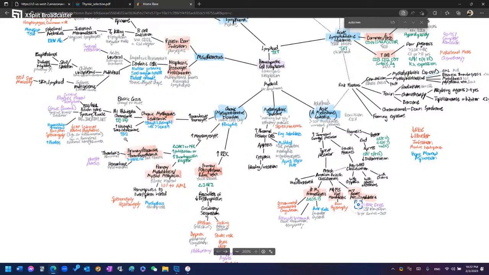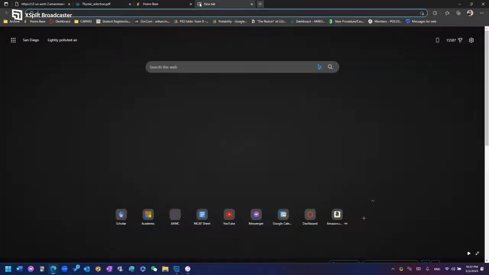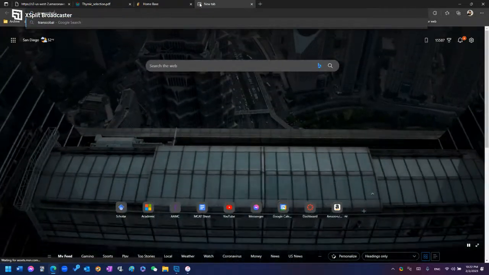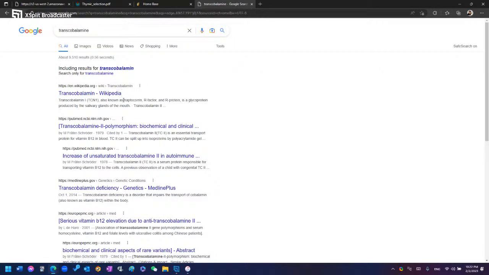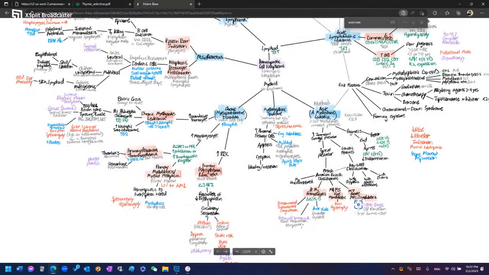So transcobalamin is, I think, a B12 transporter. So I think what happens during this, if you have high neutrophils, it will look like you have high B12 because all the neutrophils are carrying this stuff, whereas in reality it's not necessarily the case.